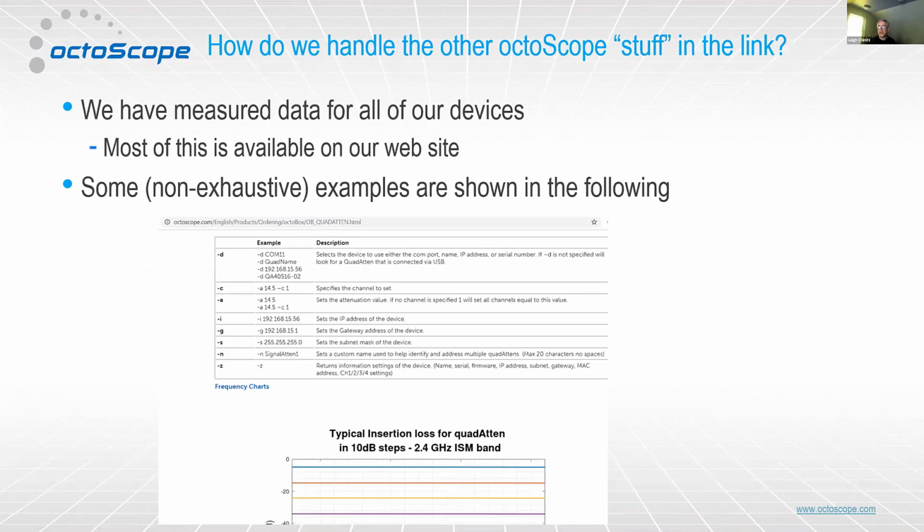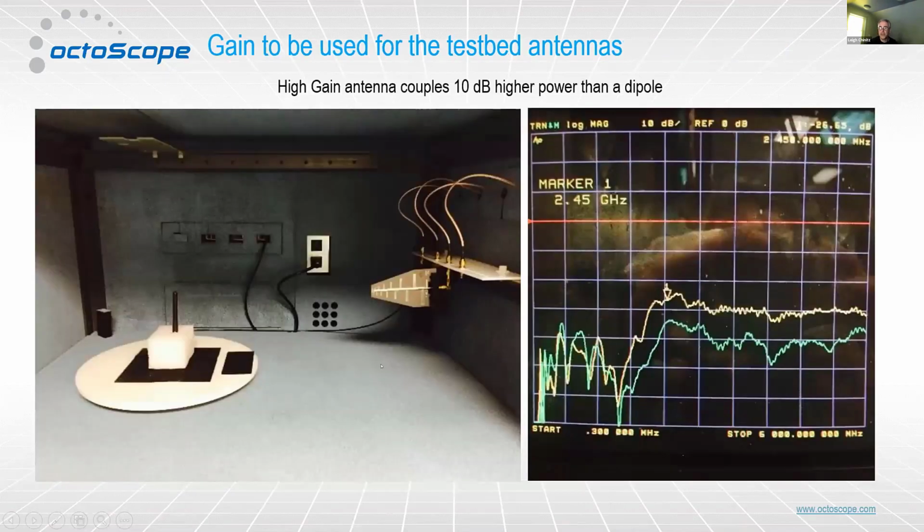Then there are these other things in the link budget when we put it all together. I'll talk about what those things are in a little bit. But the point that I want to make here is that we have measured all of those. And actually most of this information is just available directly on our website. I've got one example here. If you were to look at our attenuator, for example, you can see here at the bottom that we've got measurements for the loss due to that attenuator in 10 dB steps. And this is in the 2.4 gigahertz band. We do it in the 5 gigahertz band. We do it all over the place. So we have all this information available. So let's talk about some of the factors then in a link budget in the test bed.